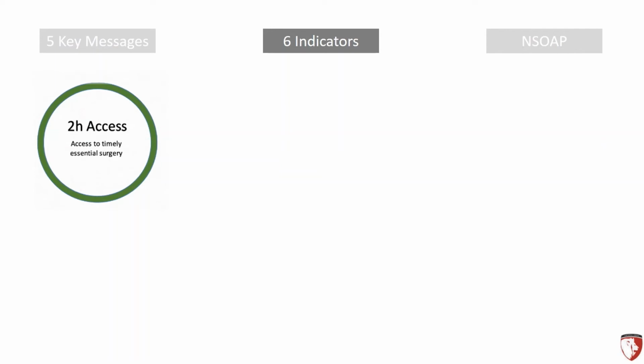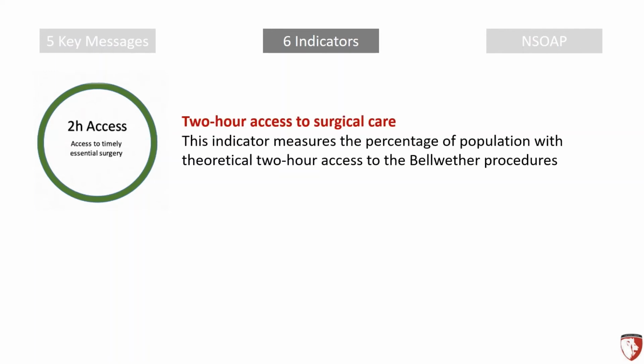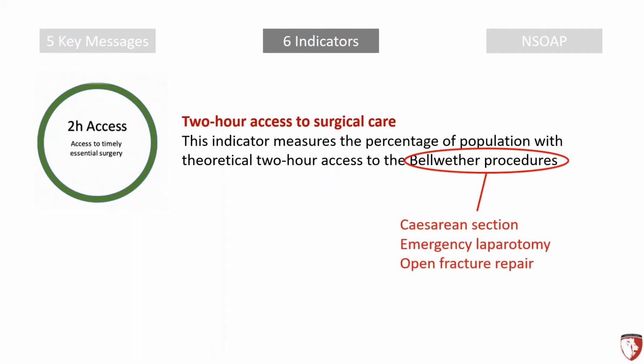The first indicator is 2-hour access to surgical care. This indicator measures the percentage of population with theoretical 2-hour access to the bellwether procedures. The bellwether procedures are caesarean section, emergency laparotomy, and open fracture repair. District hospitals that are able to perform the bellwether procedures function at a level of complexity that enables the delivery of other related surgical care.